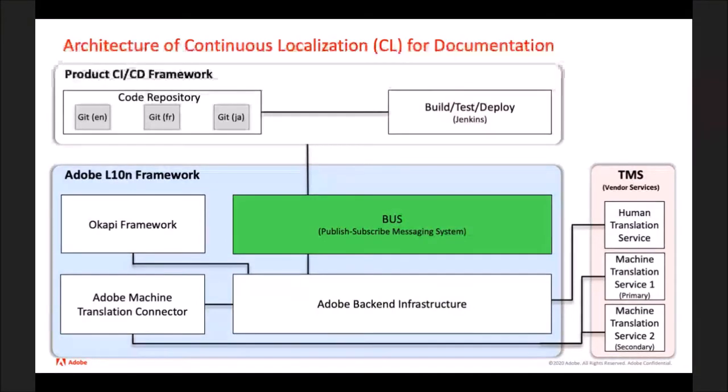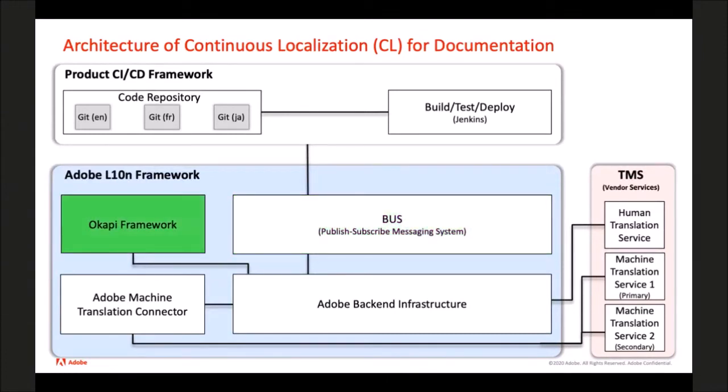In this architecture, Git, Jenkins, and the Translation Memory System, which is in the pink box on the right, use publish and subscribe to this bus system. So whenever there is a Git change, the bus will notify the Adobe backend infrastructure. Same thing for Jenkins and same thing for the TMS system. Whenever a new localization handoff is completed, the bus gets notified, it triggers the Jenkins job, it processes the file for validation, and then if everything is successful, the files get committed back to the Git repository.